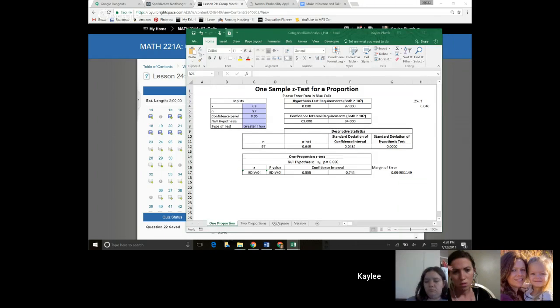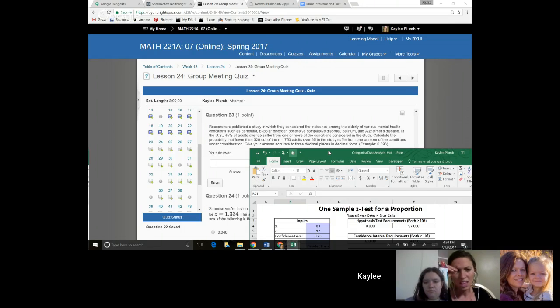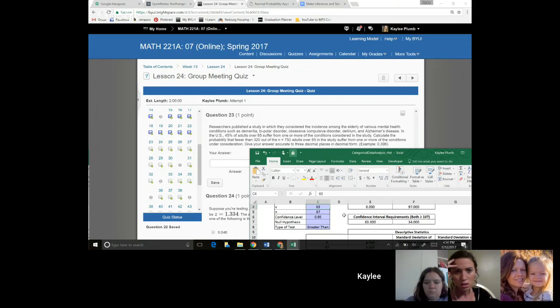This is a 1 proportion, I think. Yeah, I think it's what we did before. I'll have to look back and see. I did this one too.